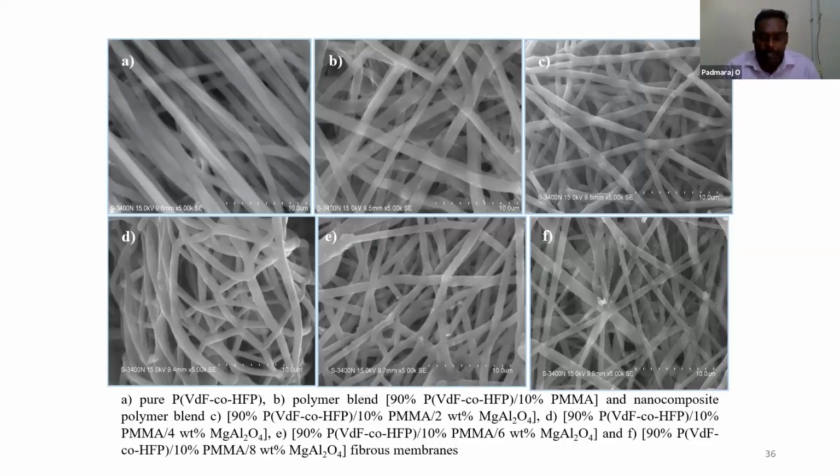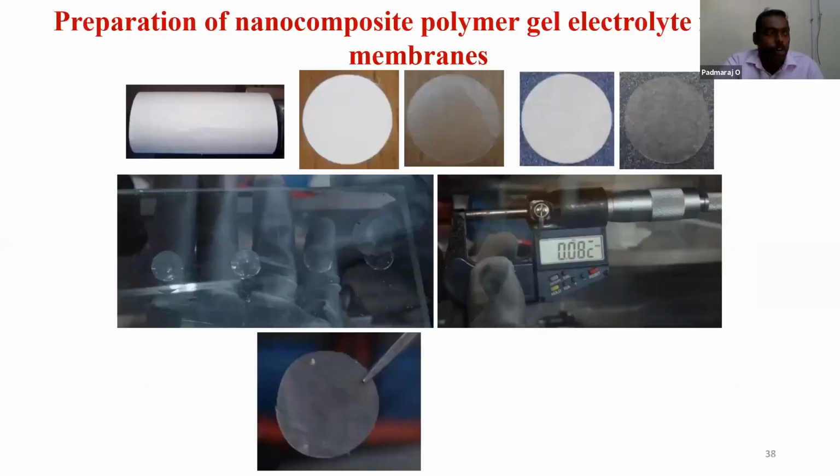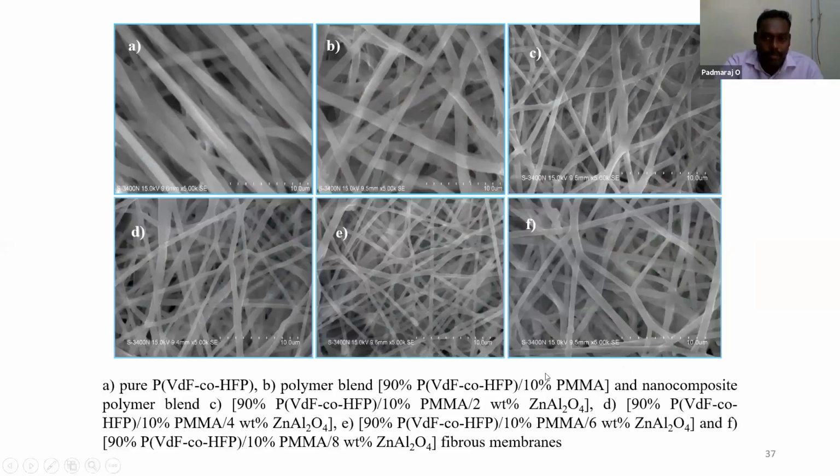Understood? So in the next pictures also, that is a polymer blend fibrous membrane with another filler, that is zinc aluminate. Understood? So after preparing the electrospun fibrous membrane, this is the morphological structure.